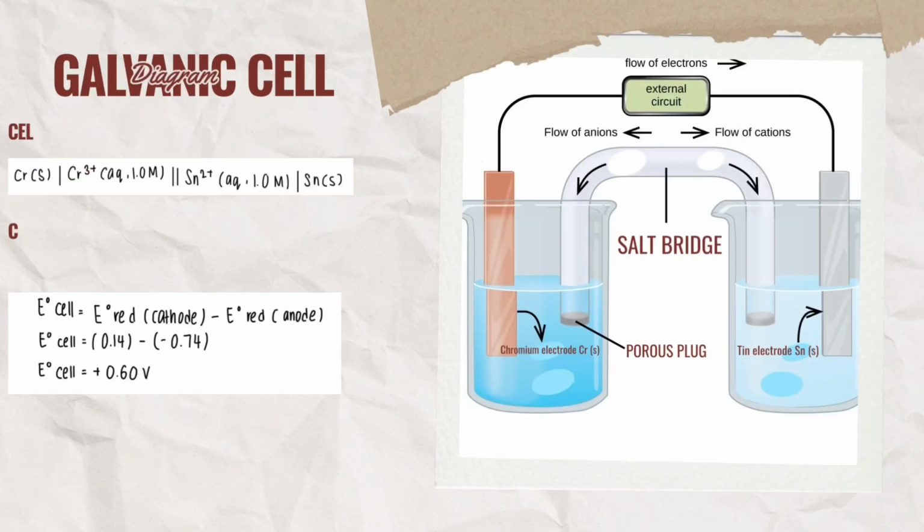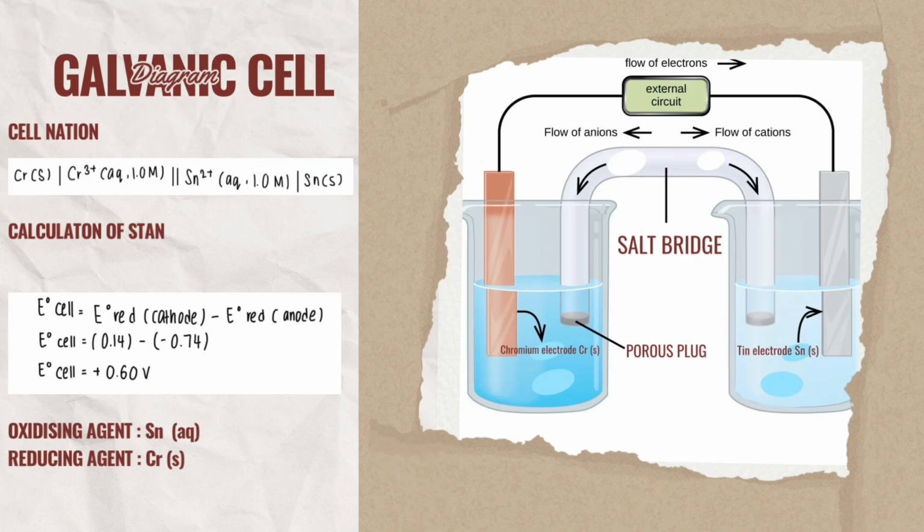In the galvanic cell diagram, the chromium electrode is placed on the left side and is represented as solid chromium. The solution in the left half cell contains Cr3+ (aq) ions. The tin electrode is placed on the right side and is represented as solid tin. The solution in the right half cell contains Sn2+ (aq) ions. The two half cells are connected by a salt bridge, and a voltmeter is connected in the external circuit. The direction of electron flow is from the chromium electrode to the tin electrode through the external wire.